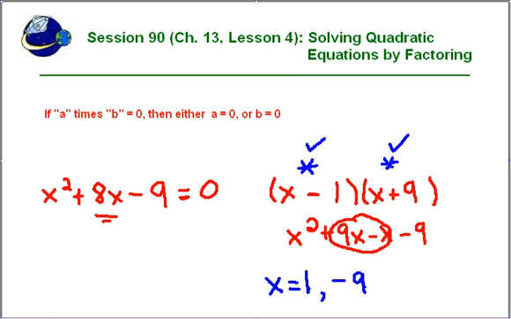And lastly, we should probably go ahead and double check. Let's go ahead and place our values in there. X equals 1. 1 squared is 1. 8 times 1 is 8. 1 plus 8 is 9. And 9 minus 9 is 0. So we know x equaling 1 is a solution. Let's place in the minus 9 and see what we get. Minus 9 squared is 81. Minus 9 times a positive 8 is a minus 72. 81 minus 72 is 9, and then 9 minus 9 is 0. So minus 9 is also a value that works. So this particular quadratic equation has two solutions to it. X is 1 or x is minus 9.